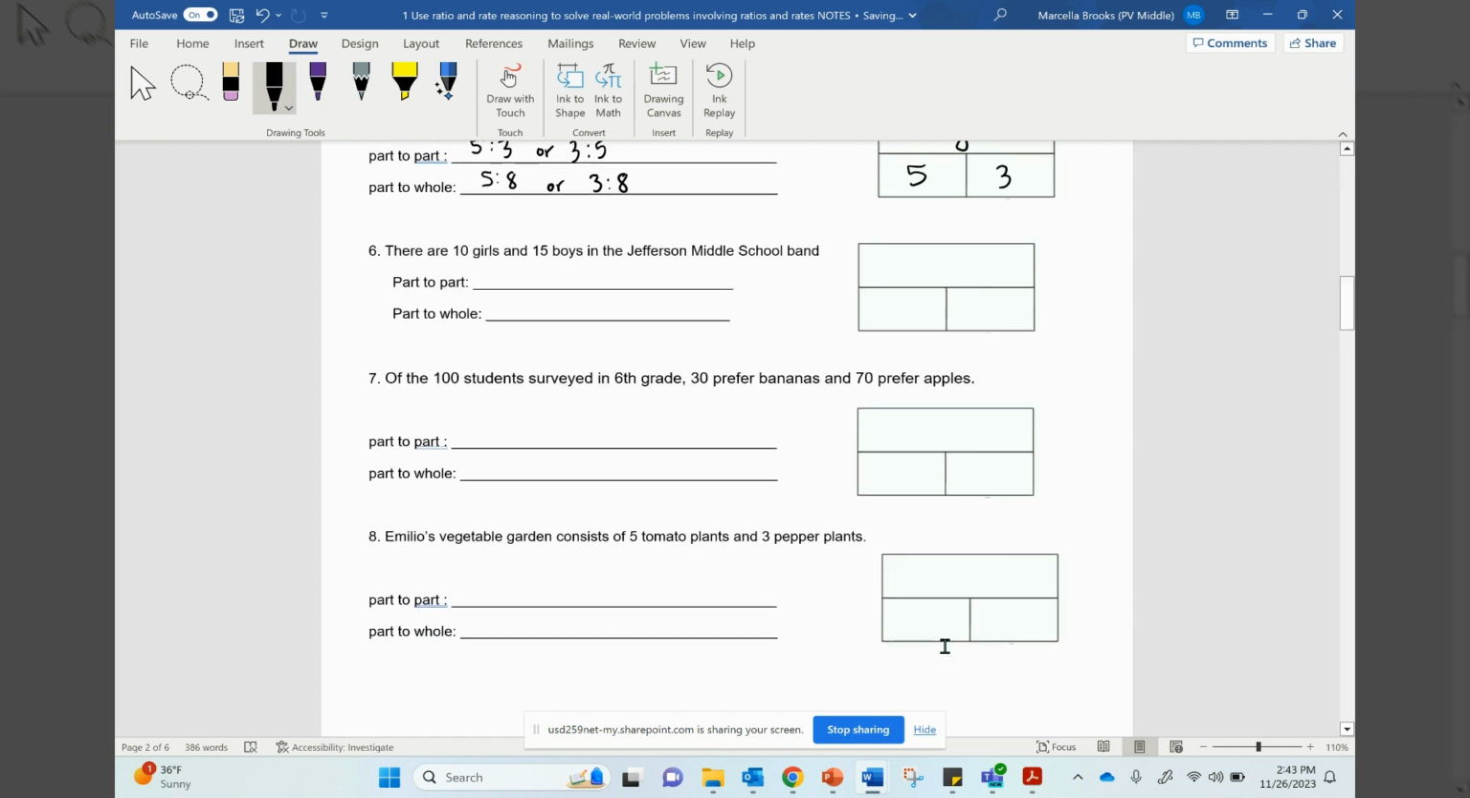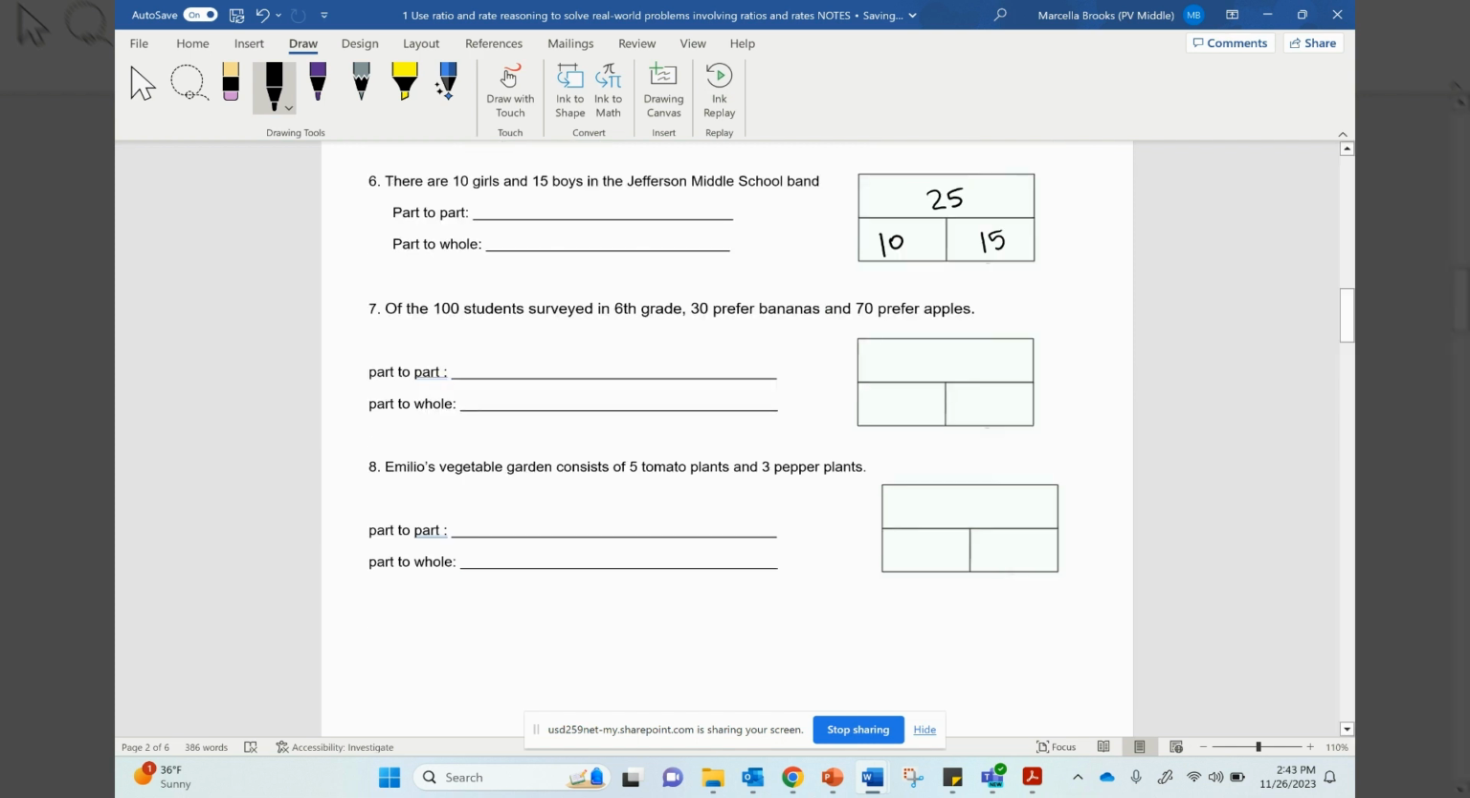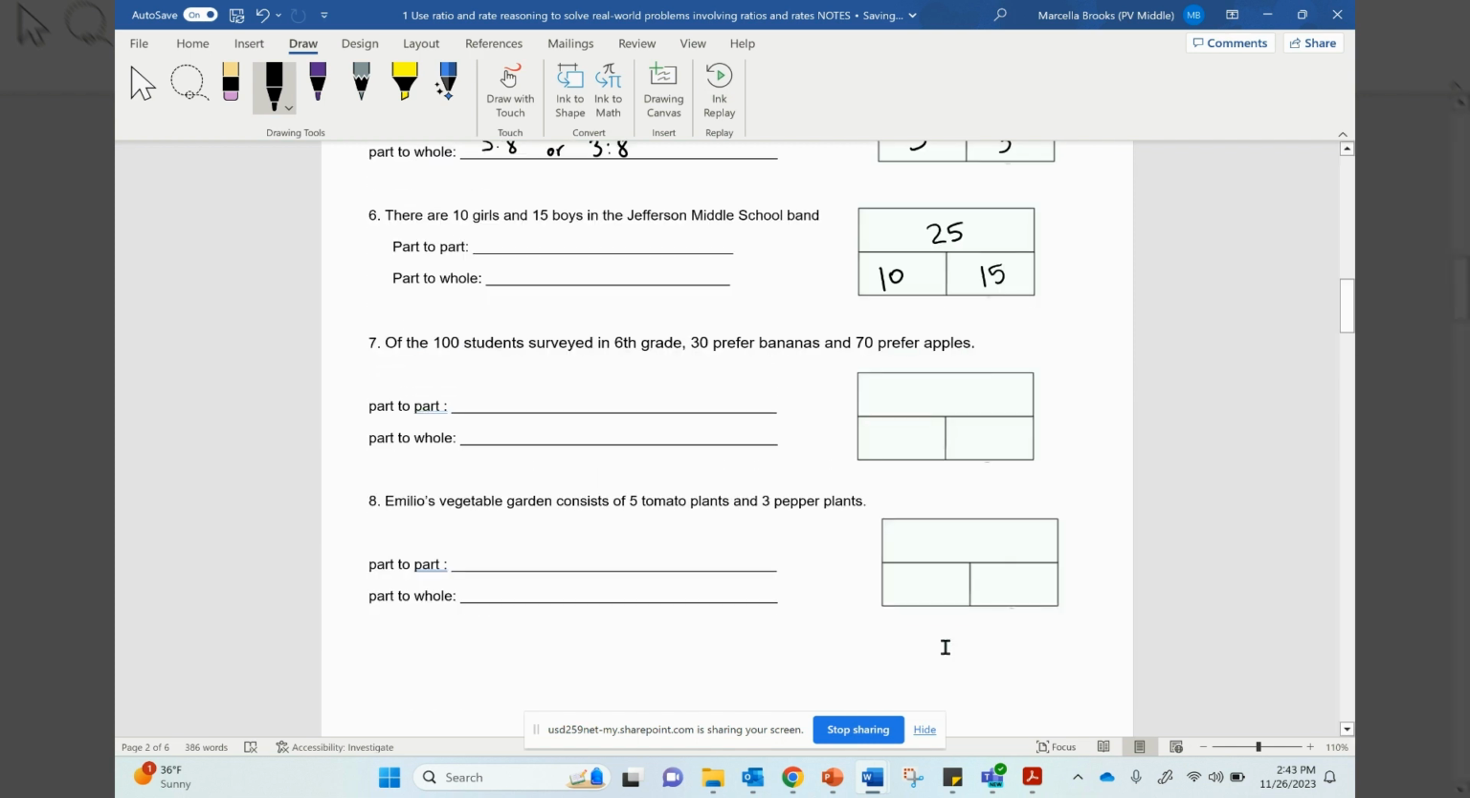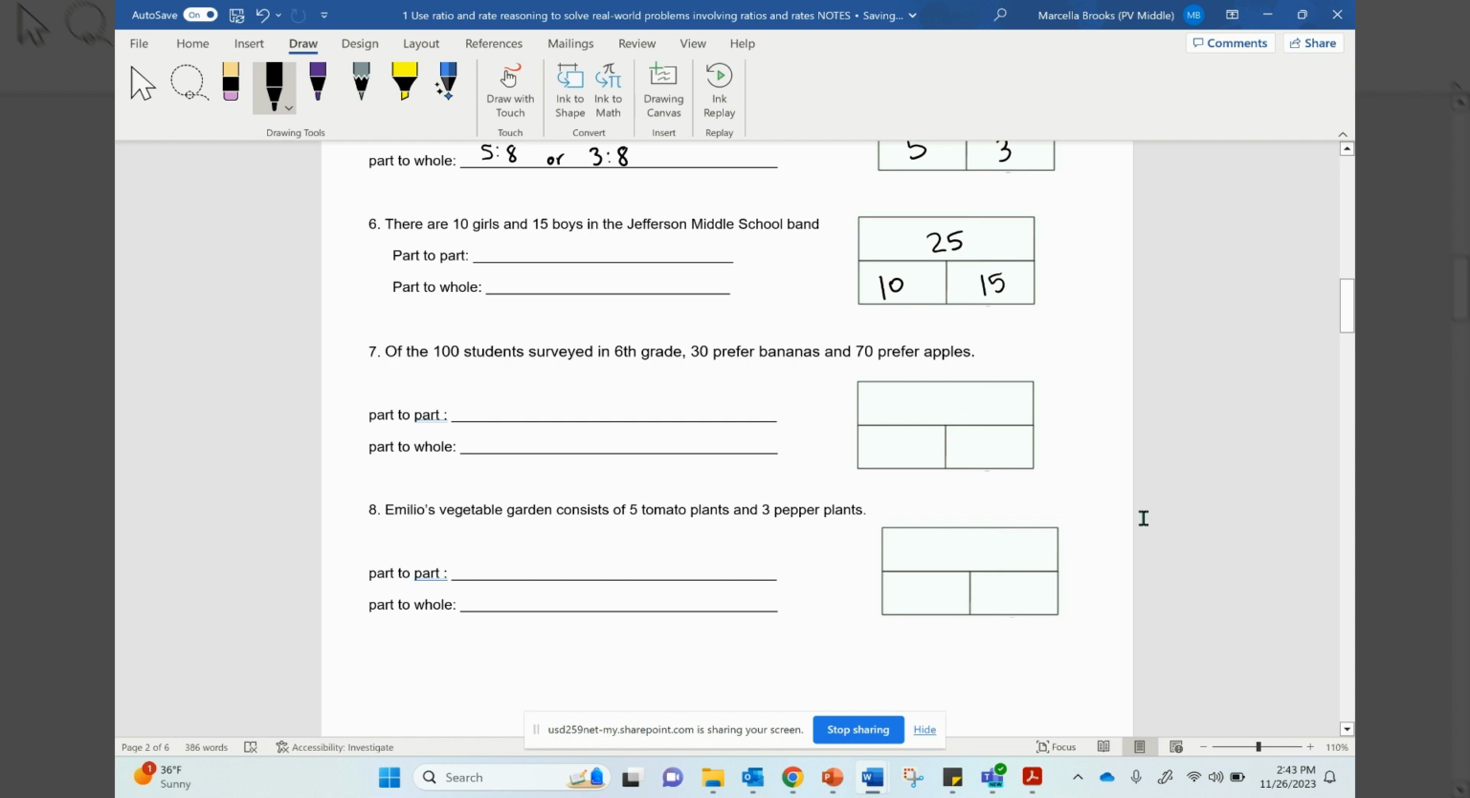There are 10 girls and 15 boys in the Jefferson Middle School band. So 10 girls, 15 boys. If you add them together, that would make 25. So that's our whole. That's how many total kids there are. So if we do a part to part, let's see how many more of these do we have. Okay. If we do a part to part, what would be a ratio that would work for that? And then write a part to whole.